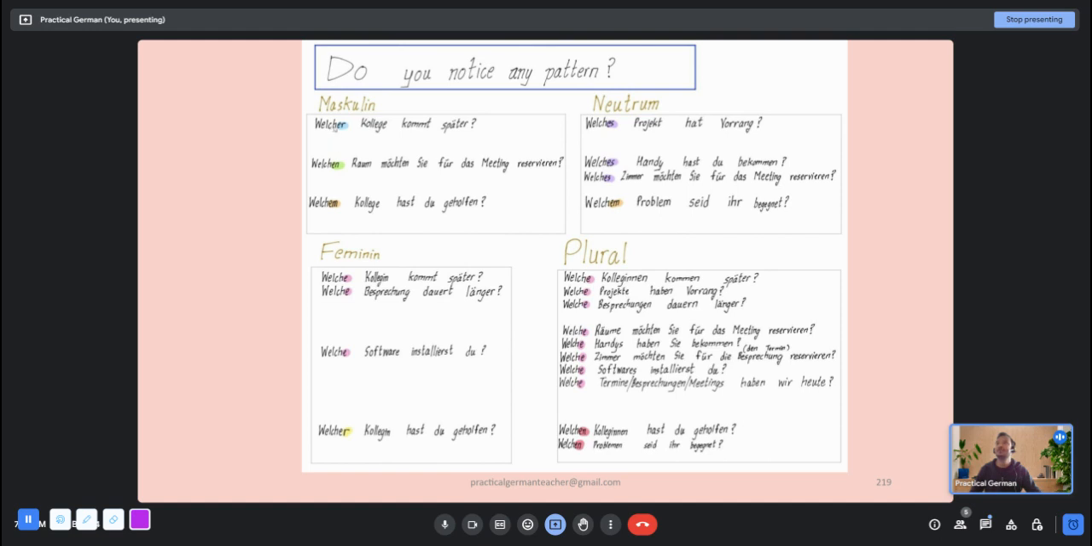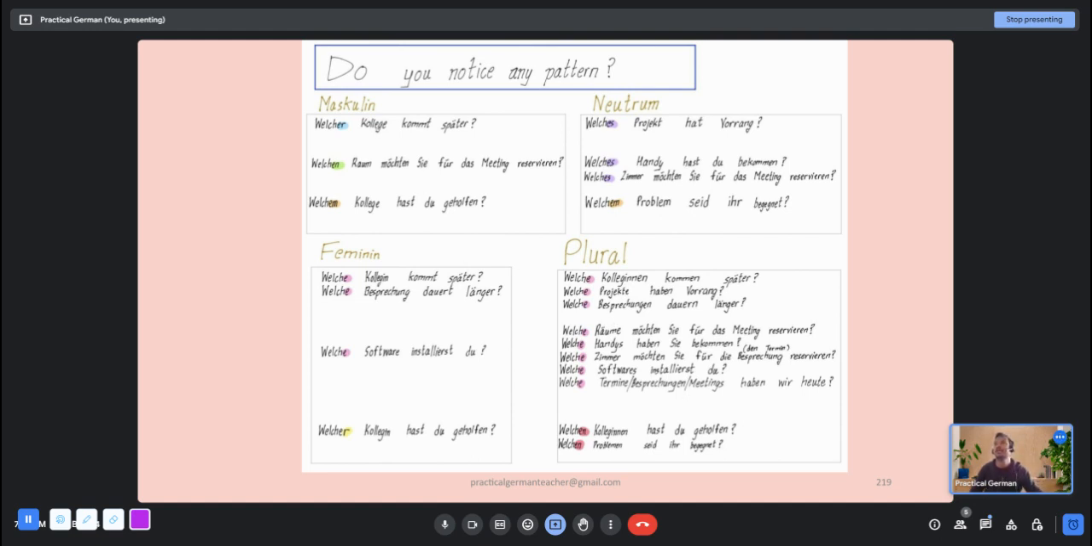So when you use Welche in whichever form, immediately after Welche you have a noun, right? Kollege, Raum, Kollegin. You have a noun everywhere. So when you say "which," you are asking which noun: which colleague, which room, which meeting, which software, which project, which phone, which problem. You always have a noun after "which."